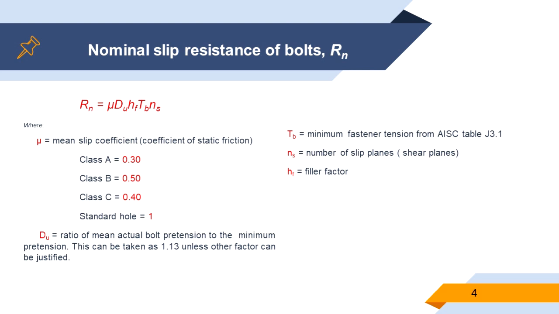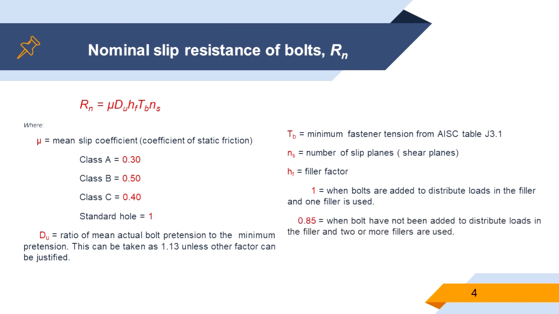The filler factor Hf accounts for the presence of filler plates, which are sometimes added to connections to bring elements into alignment. This can occur, for example, when members of different depths are spliced. The Hf will be equal to 1 when bolts are added to distribute loads in the filler and one filler is used, and 0.85 when the bolts have not been added to distribute loads in the filler and 2 or more fillers are used.